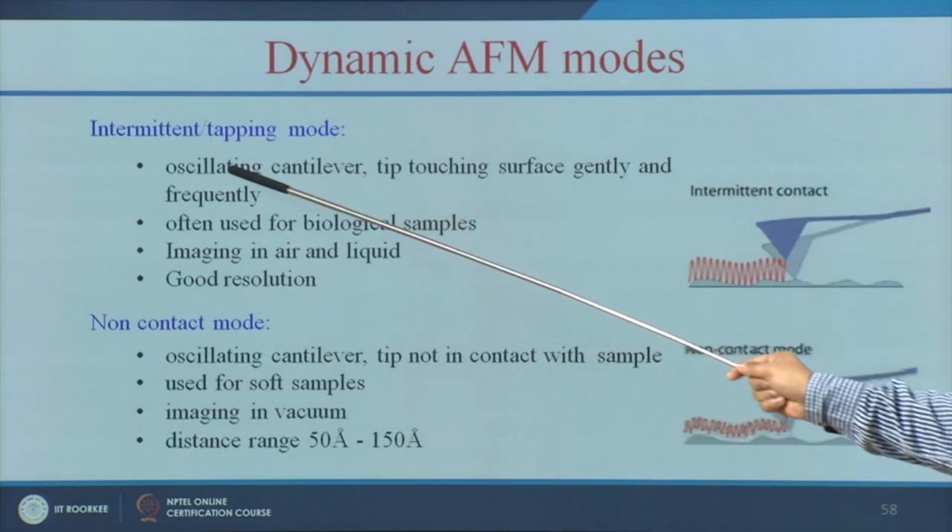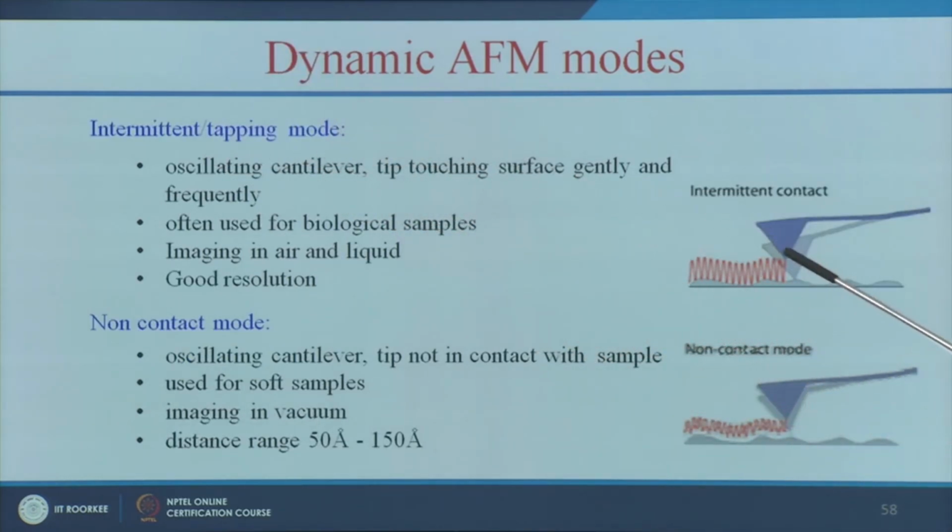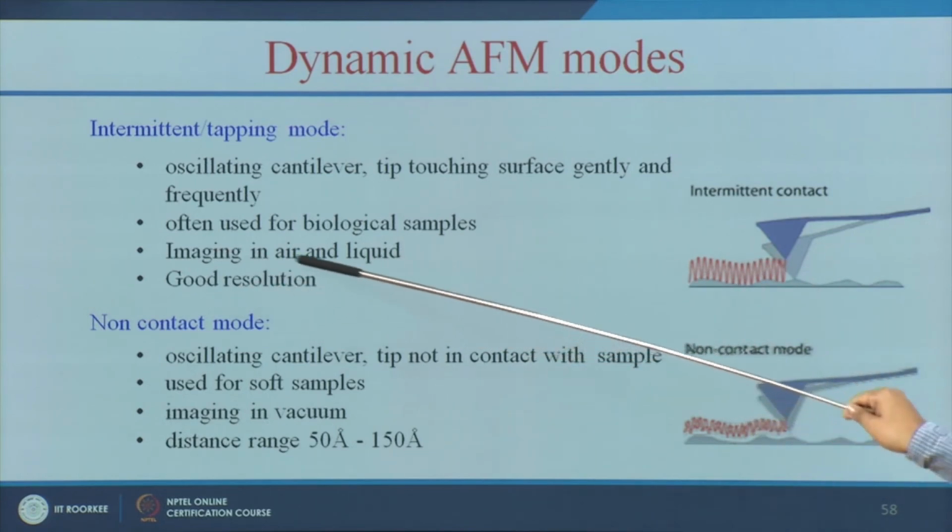And next mode is intermediate or tapping mode. Here your cantilever tip will be oscillating, it will be oscillating in a uniform frequency, okay. So, the tip touching the surface gently and frequently, and it is mainly useful for the biological samples, and here we can do the imaging in air and liquid and it will give a good resolution.